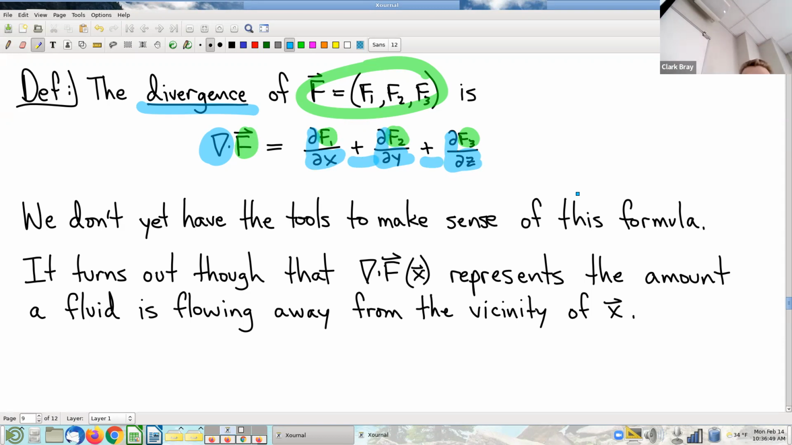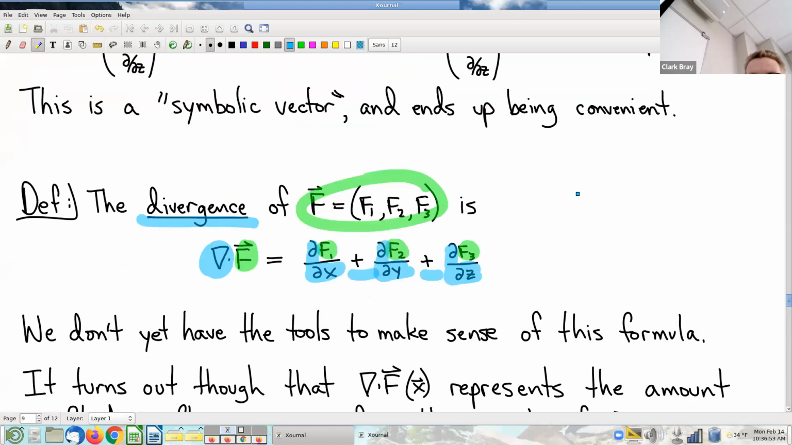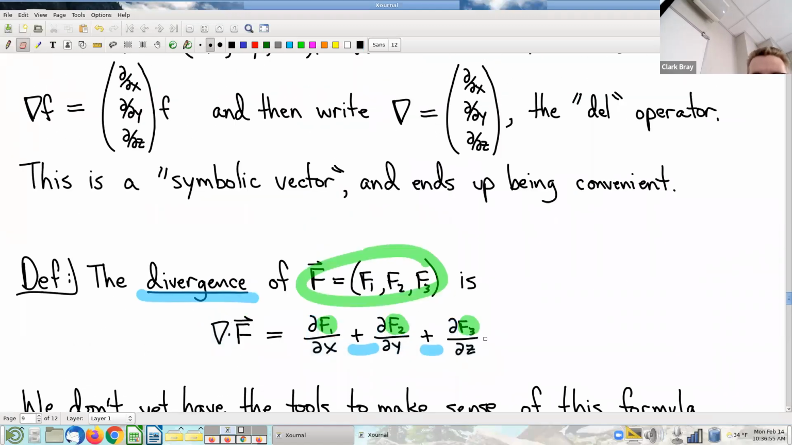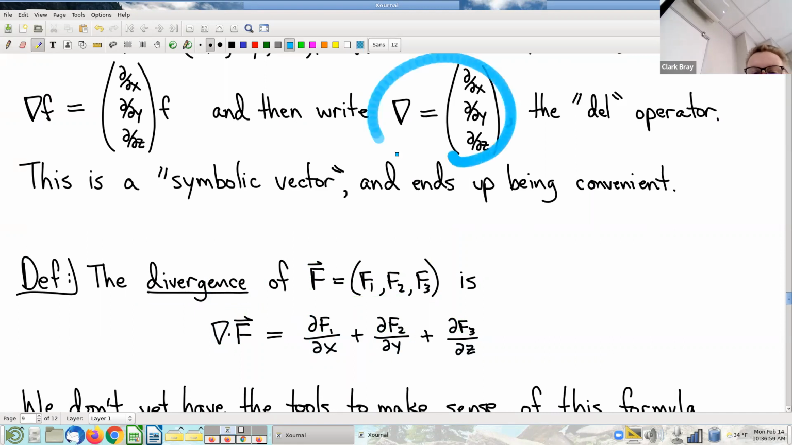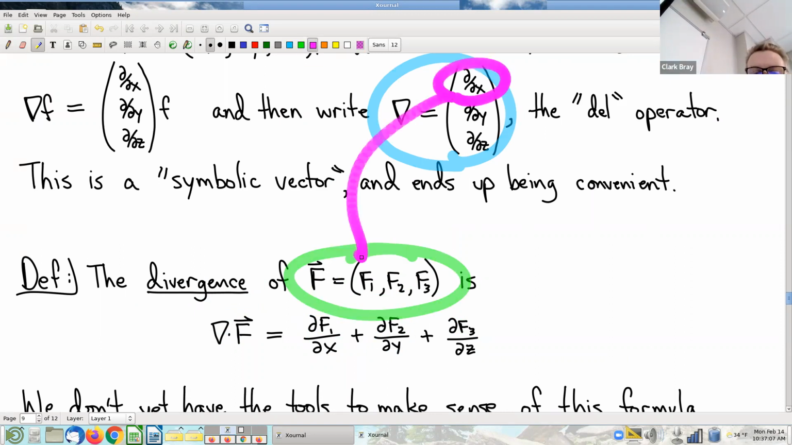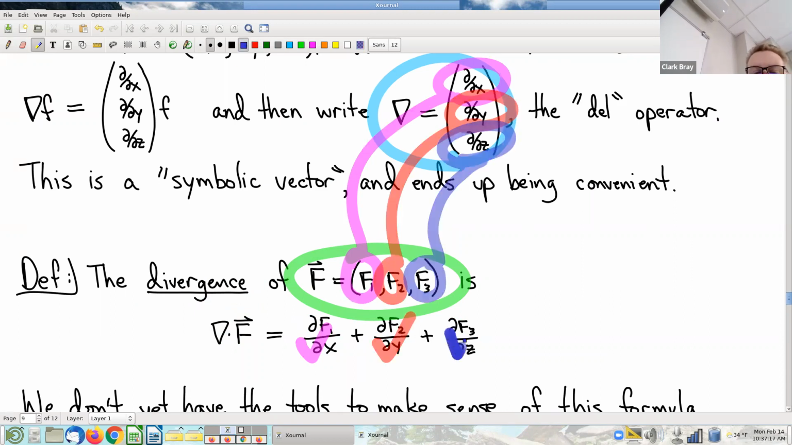In other words, if you were to write down F as a vector, here, let me do it like this. Here's del, and there's F. If you were to dot them, you can kind of see it happening. I'm going to do the X partial of F1, and then after that, we do the Y partial of F2, and then after that, we do the Z partial of F3, and there it is.